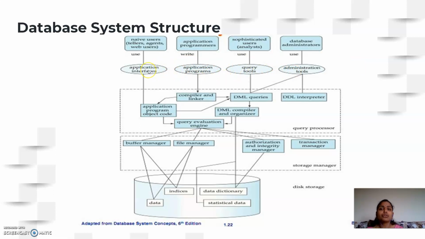Now how do the application programs, interfaces, query tools or administration tools communicate with the database? As I already told you, these two boxes are the two major components of database. Whatever the user provides will first be given to the first component of the database system called the query processor.